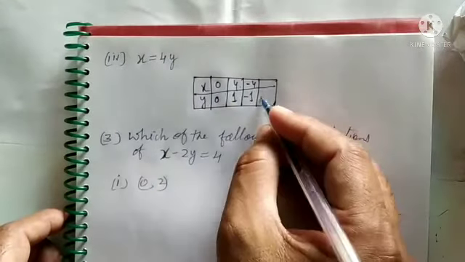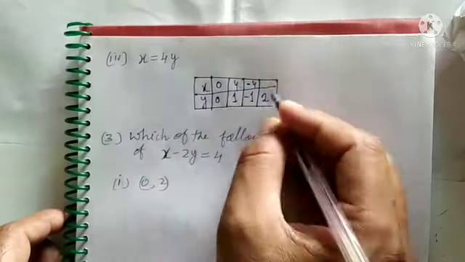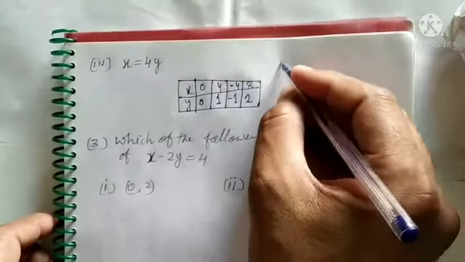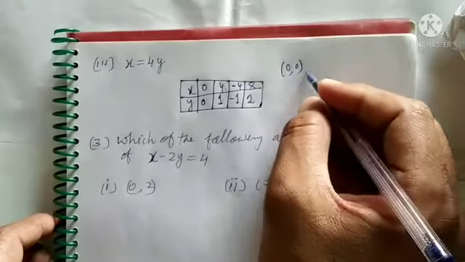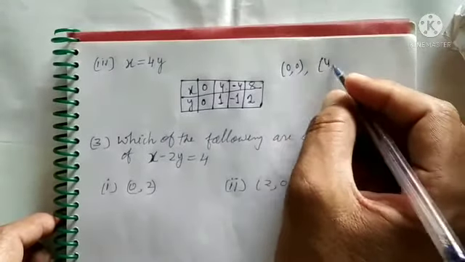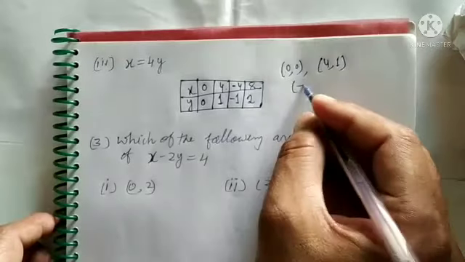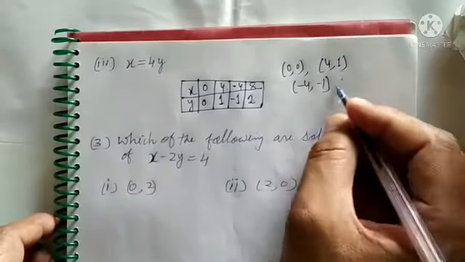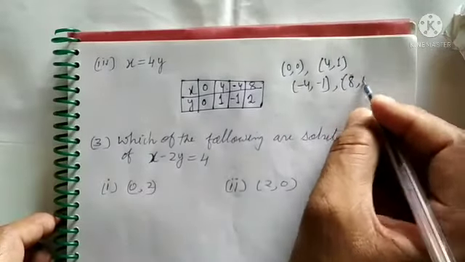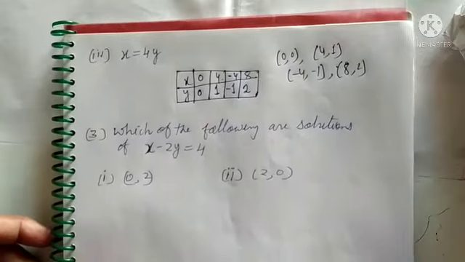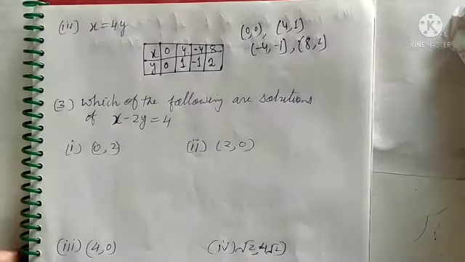And if you take y equal to 2, 2 times 4 is 8, so x will be 8. So the solutions are 0, 0; the second solution 4, 1; the third solution minus 4, minus 1; and the fourth solution 8, 2. So that's how we have done this question also.